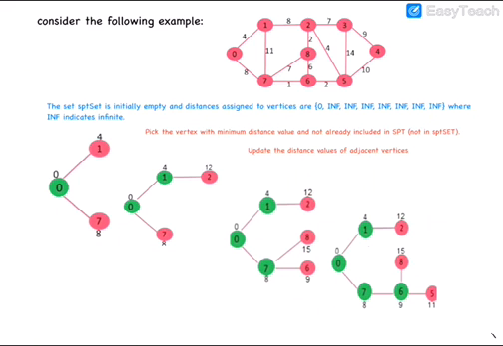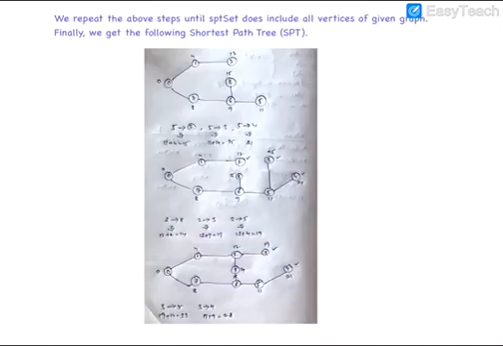Then next one is 6 to 5. So 9 plus 2 is 11. So we have updated it to 11. So this is what happens when we are considering 6. Now in a similar fashion, if you repeat all these steps, this is what we have got here.